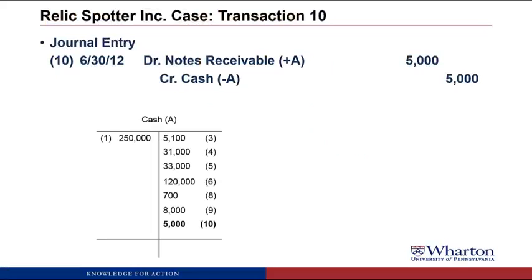And to post this one to T accounts, we put yet another credit in the cash account, and we create a notes receivable asset account, which is a debit balance of $5,000.